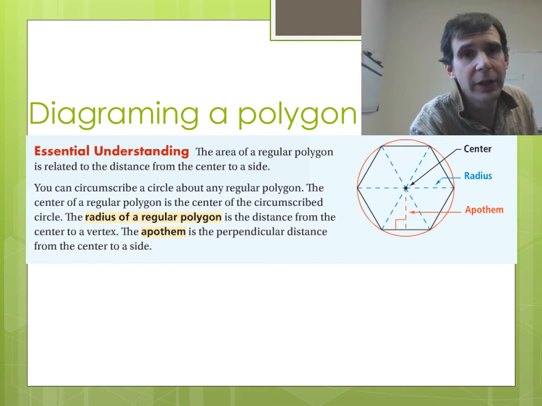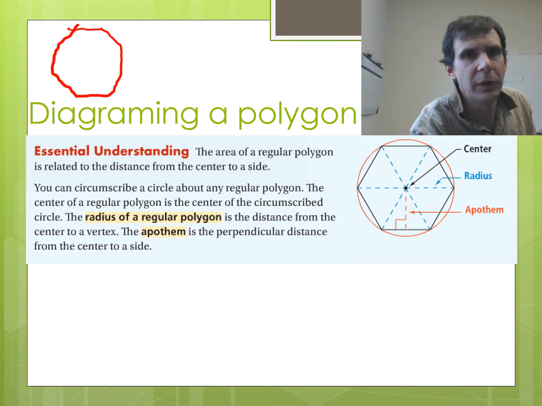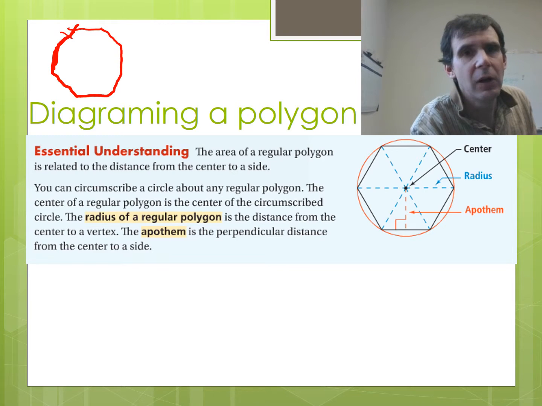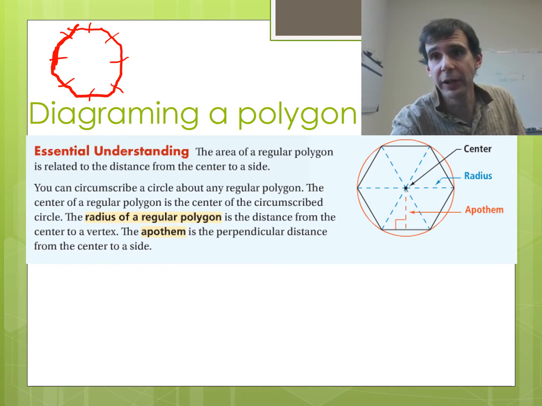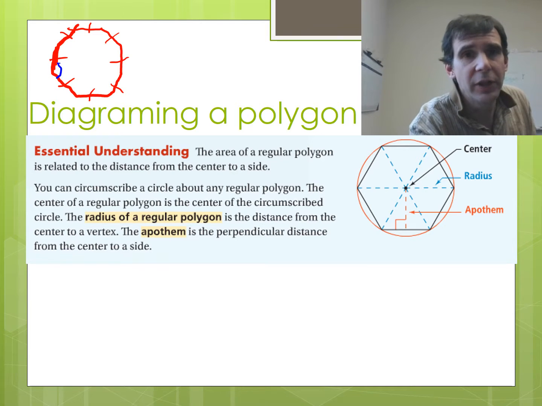Remember, a regular polygon, let's say 1, 2, 3, 4, 5, 6, 7, 8. It didn't come out very well. Let's do it straighter. A regular polygon, all of the sides are congruent. So this was an 8-sided polygon. All the sides are congruent, and all the interior angles here are congruent, as well as the exterior angles are congruent to one another as well.